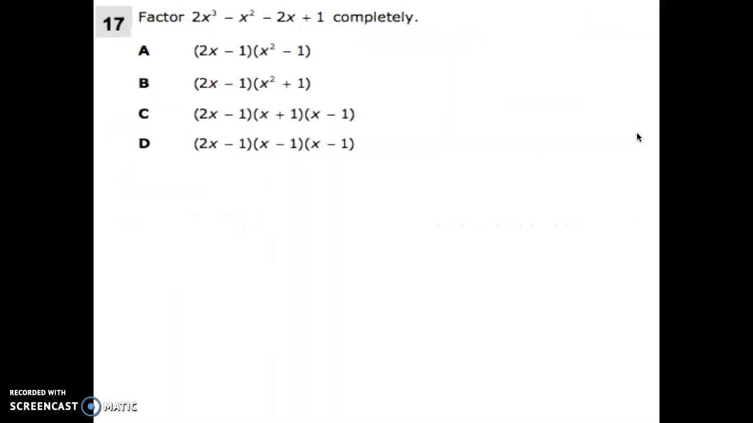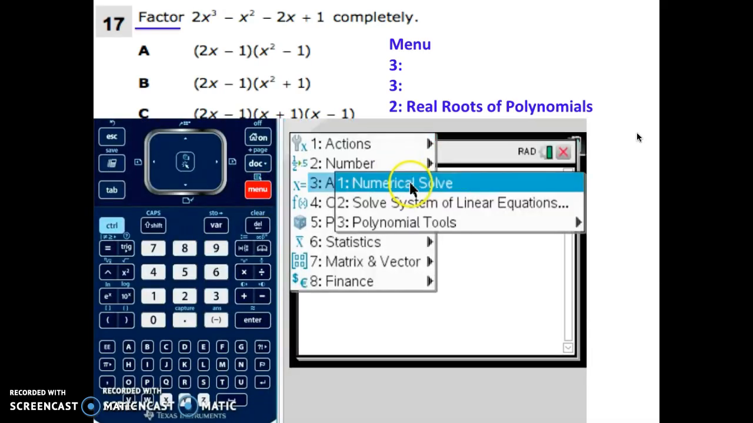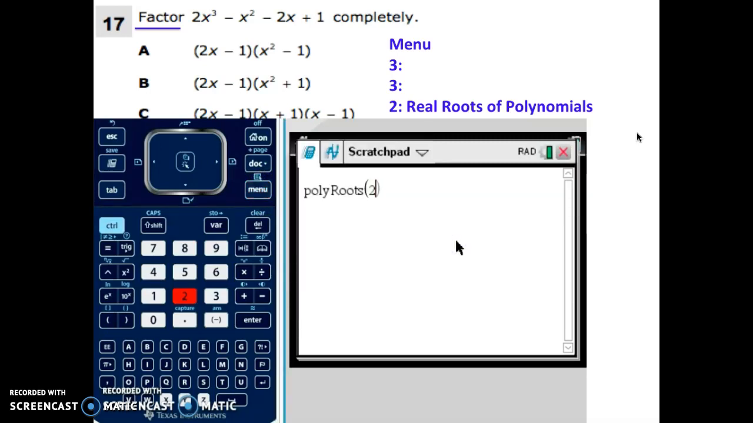Question number 17. When you see the word factor, you need to remember menu 3, 3, 2: factoring by finding the real roots of the polynomials and switching around the numbers from our calculator. So let's go to the calculator, and it'll go away in a second so we can find our answer choice. So we do menu 3, 3, 2, real roots, polyroots.